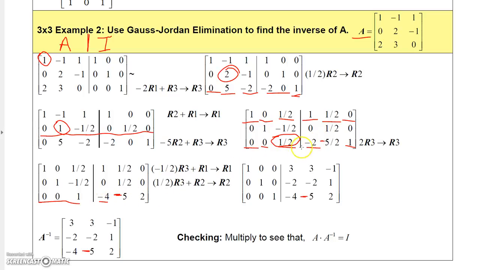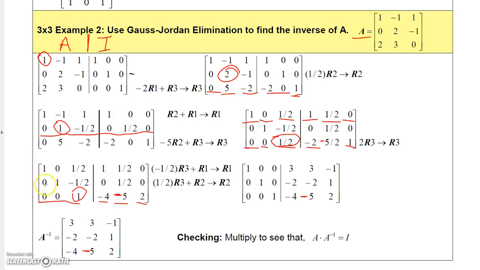2 times negative 5 halves is negative 5. I've corrected that. 2 times 1 is 2. Okay, and now I want to use row operations here to eliminate this 1/2. So I'm going to multiply row 3 by negative a half and add it to row 1.